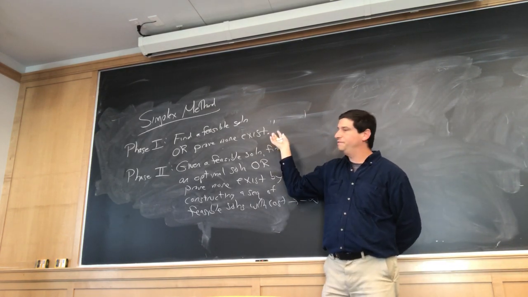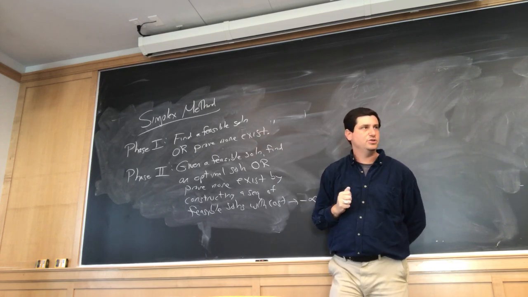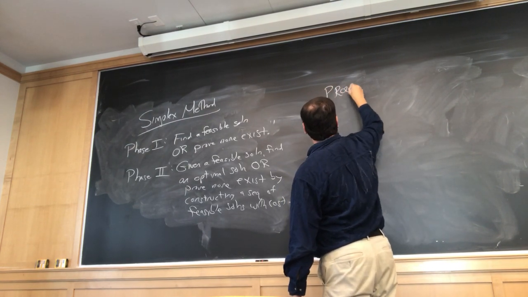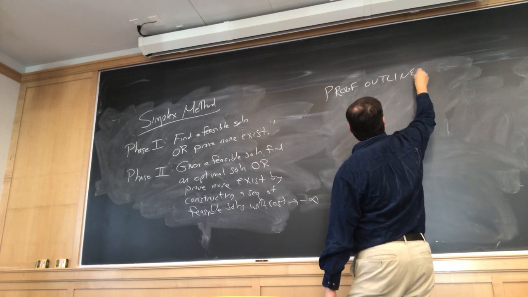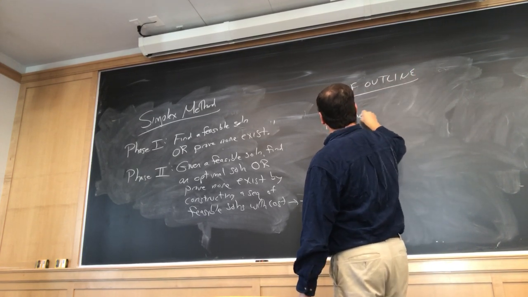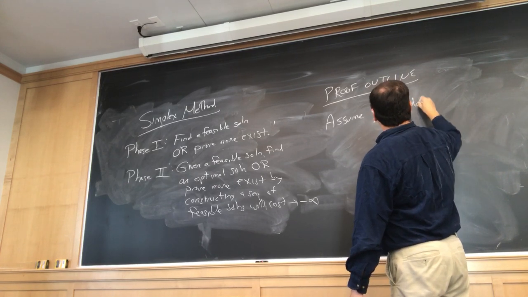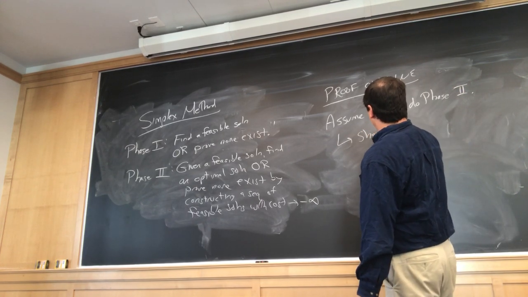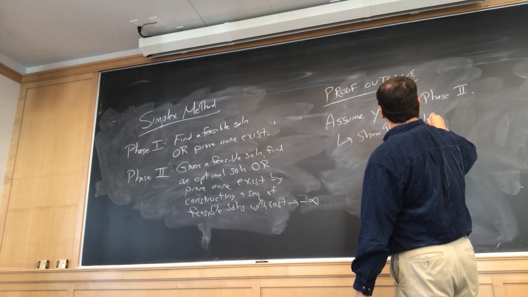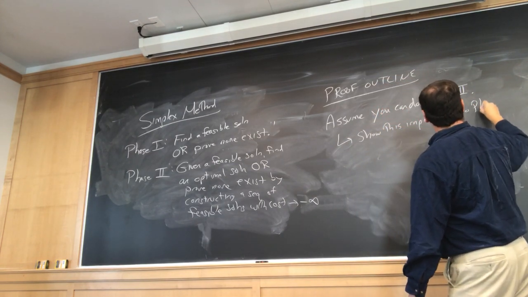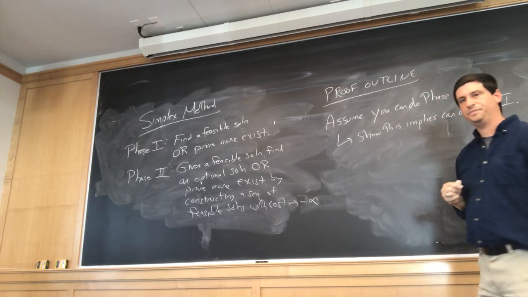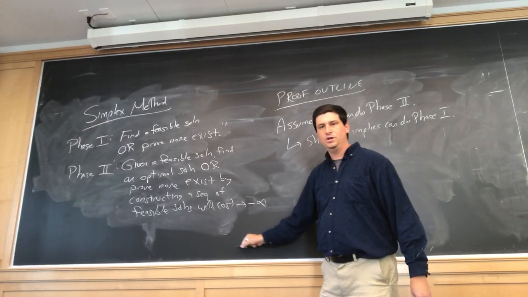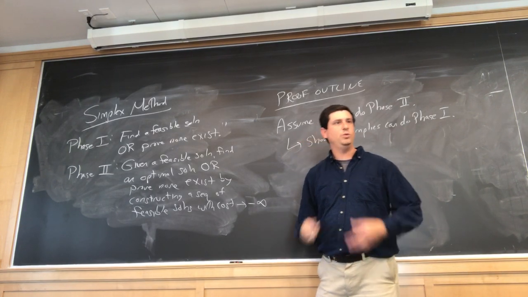Now, if we have a feasible solution, we always have a basic feasible solution. And so the idea will be to very quickly pass the basic stuff. So here is the proof outline. Assume you can do phase two. Show this implies you can do phase one. So we will start off by assuming we know how to do phase two, and from that we will be able to do phase one.